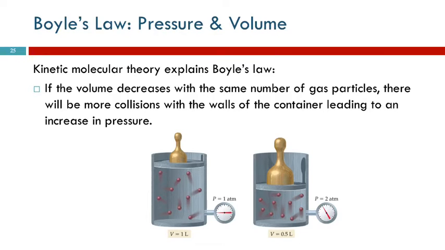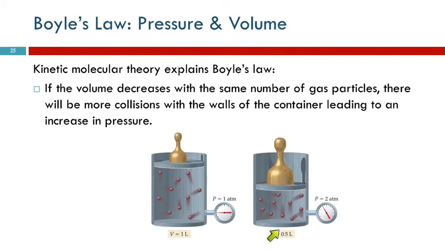Kinetic molecular theory explains Boyle's law. So let's look at this cylinder, and we have a weight on top of it, and we have a little pressure gauge here to measure the pressure. The volume of this gas sample is 1 liter, and the pressure is 1 atmosphere. If we put a heavier weight on this movable lid, it's going to press down, and it's going to make the volume smaller, and we see that it increases the pressure.